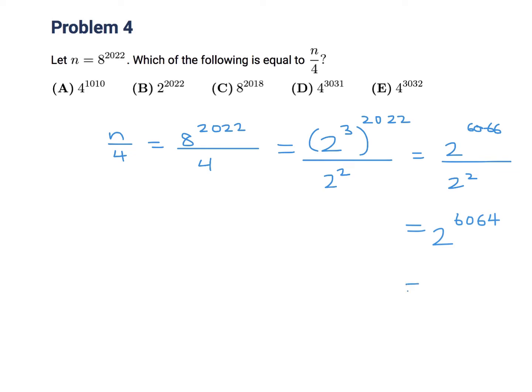So I guess I have to manipulate this. 2 to the power 6064 is 4 to the power 3032. And let's see, is that one of the answers? And it is. It's E. Good.